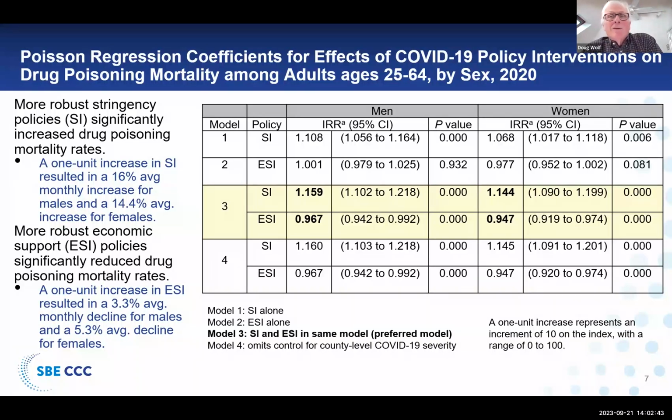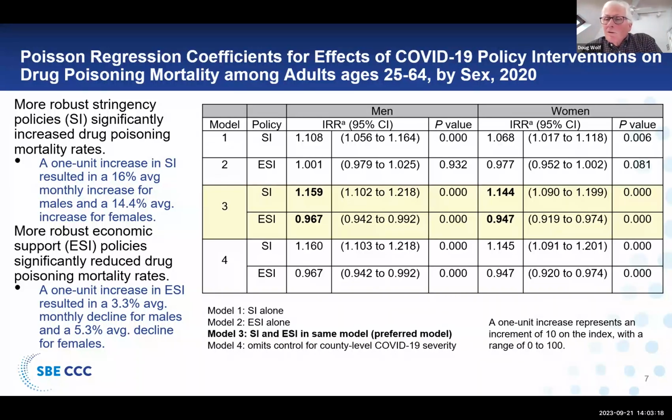So model 3, which is highlighted in pale color there, is our preferred baseline model. So going back, the stringency index, SI, by itself appears to be detrimental. It raises drug overdose rates for both men and women. Actually slightly larger for women than men, but remember it's from a lower base for women than men. Both of those are statistically significant.